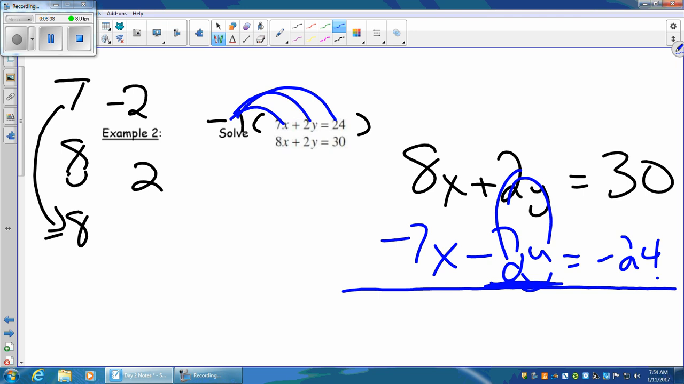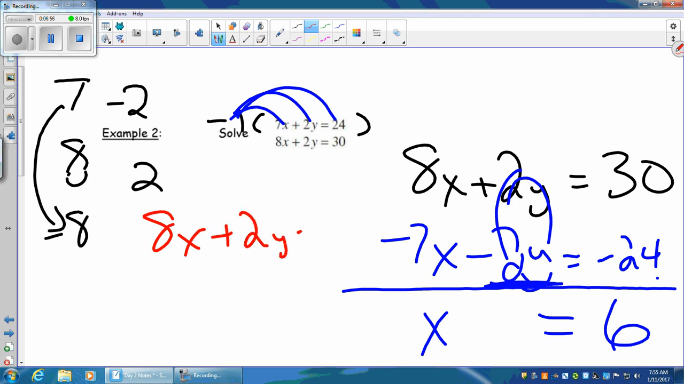So now when I do that, I end up getting 0, and I end up getting 1x, or just x, is 6. Which is good. That's one variable. So now I can plug that into either one of these. It really doesn't matter. Let's do the bottom one, just for fun. 8x plus 2y is 30.